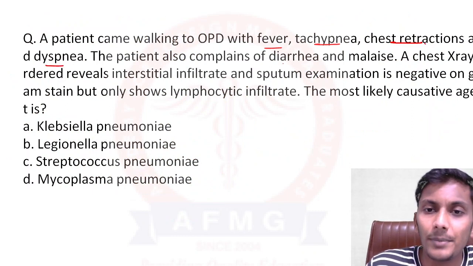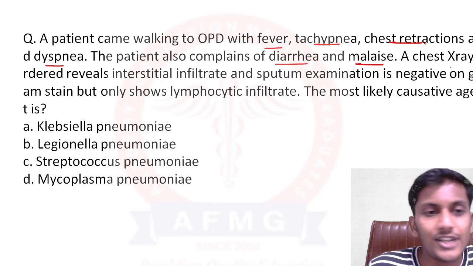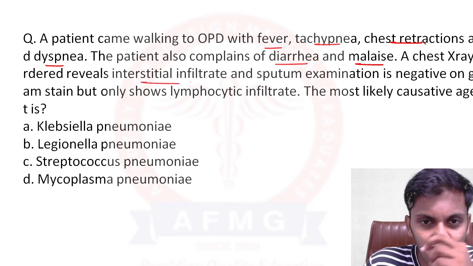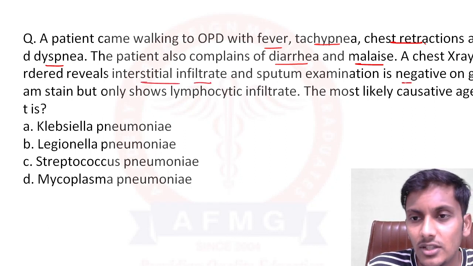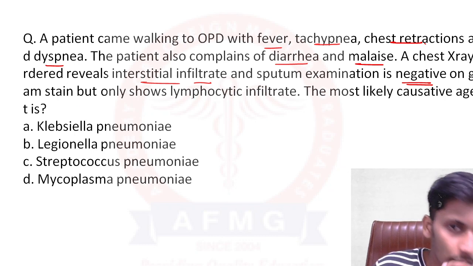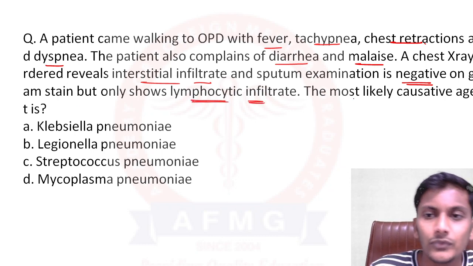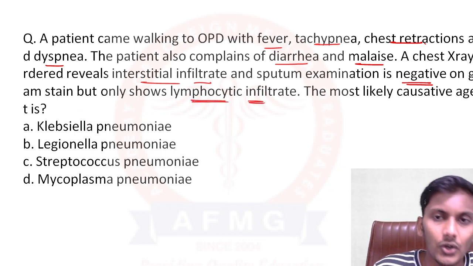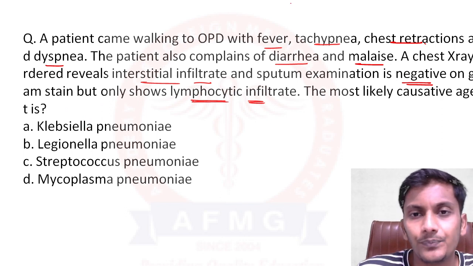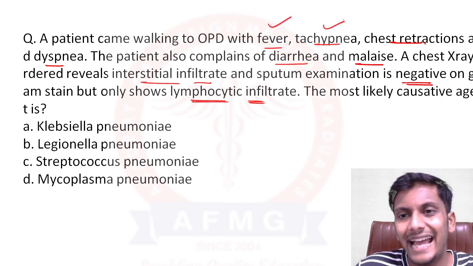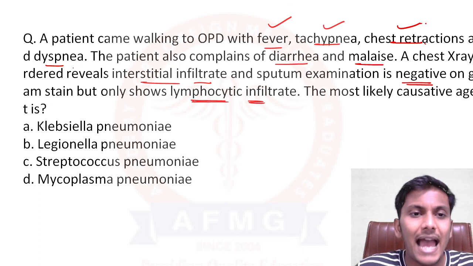The patient also complains of diarrhea and malaise. A chest X-ray ordered reveals interstitial infiltrate, and sputum examination is negative on gram stain, but only shows lymphocytic infiltrate. The most likely causative agent is, okay. So please remember, guys, complaints of fever, tachypnea, chest retractions and dyspnea.